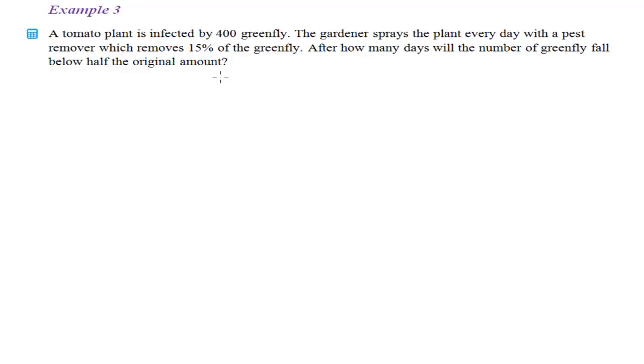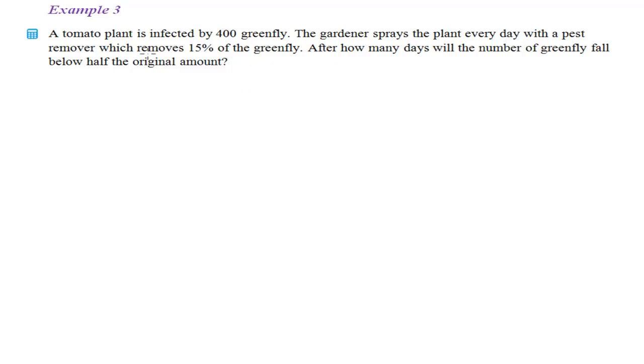So a slightly different type of question here than the last two that we've done. Here we've got a tomato plant infected with 400 greenfly. The plant's being sprayed every day with a pest remover, which takes care of 15% of the greenfly. So we're asked here, after how many days will the number of greenfly fall to below half of the original amount. So basically we want to be getting fewer than 200 greenfly.